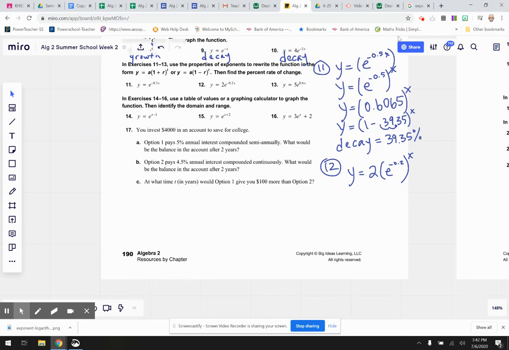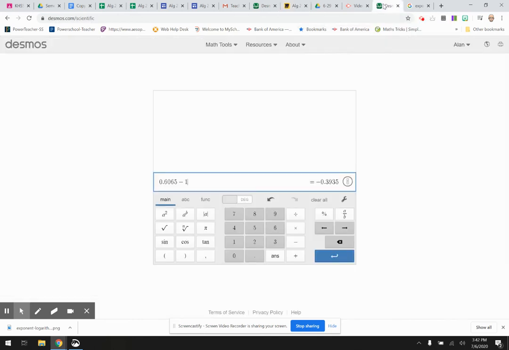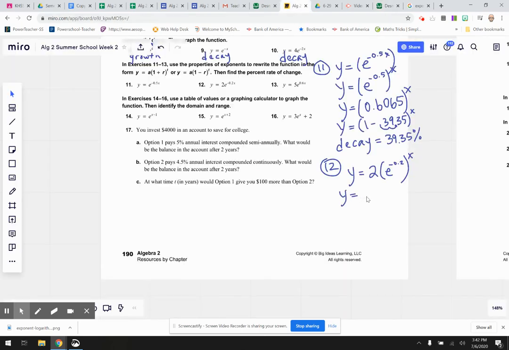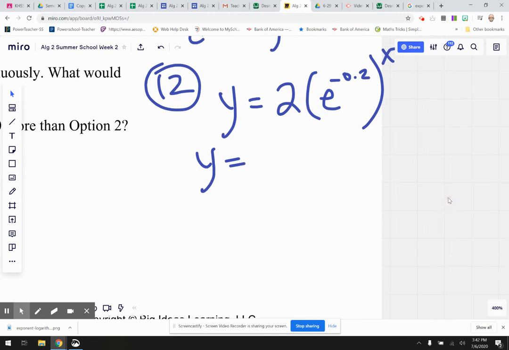So now first thing I need to do is go back to the scientific calculator and put in e to the negative 0.2 power and see what decimal I get. So let's clear all, and let's put in e, hit the up caret above the 6, and negative 0.2 power, 0.8187. So we're going to get y equals, let's go back to here, zoom in here for you. We've got the 2, and we've got 0.8187 to the x.